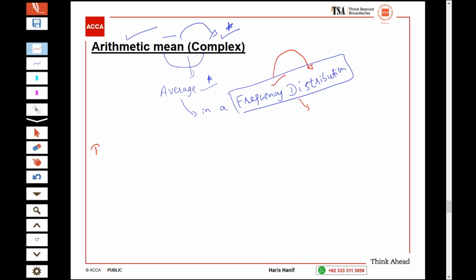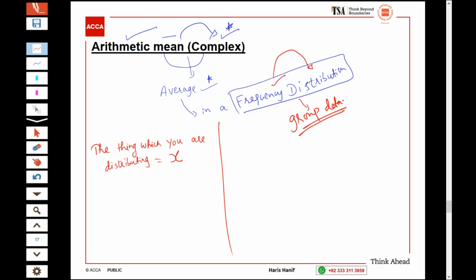The thing which you are distributing is X. For example, you have got sweets. There is a box of chocolates, and you are distributing them to the people. That means group data. Which data? Group data.